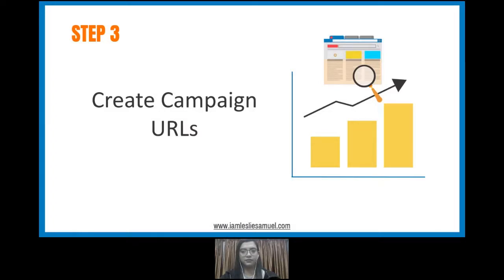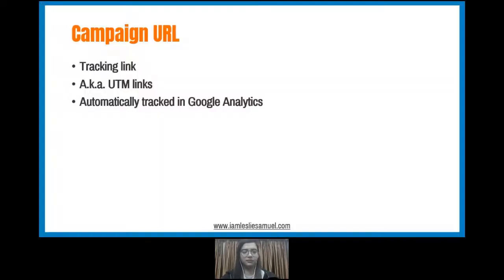So what is a campaign URL? Well, if you think about a URL, it's like www.iamlesliesamuel.com, like I have at the bottom of my screen. That's my website. I can just share that URL and say, hey, go to IamLesliesamuel.com. I can put that on social media, but that is not as cool as what I'm going to show you right now. Because what a campaign URL is, it's a tracking link. It's also called, in some places you might hear it called a UTM link. But what it does is it's a link that is automatically tracked in Google Analytics.